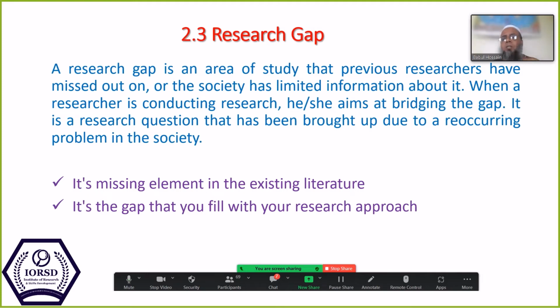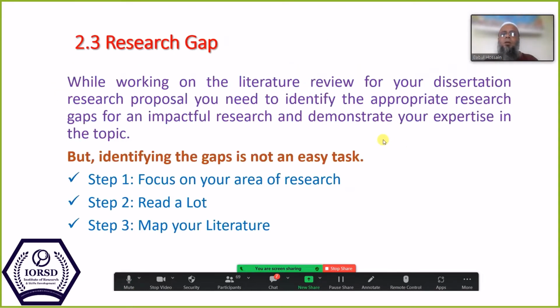Society. It's a missing element in the existing literature. It's the gap that you fill with your research approach. So, research gap: while working on the literature review of your dissertation research proposal, you need to identify the appropriate research gaps for an impactful research and demonstrate your expertise in the topic. But identifying the gaps is not an easy task.